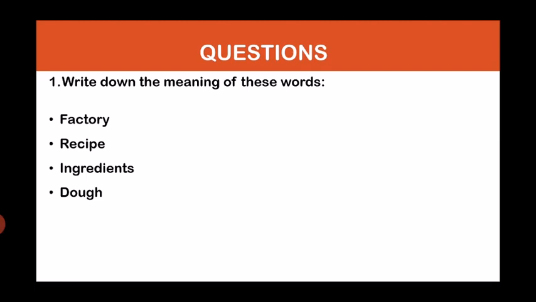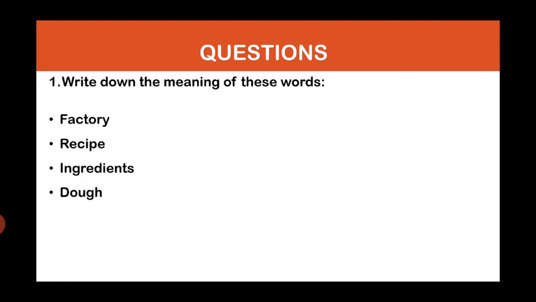Now let's answer some questions on this chapter. First question, write down the meaning of these words. The first word is factory. So children, what is a factory? Yes, a place where things are made using machines and then they are packed and sold.